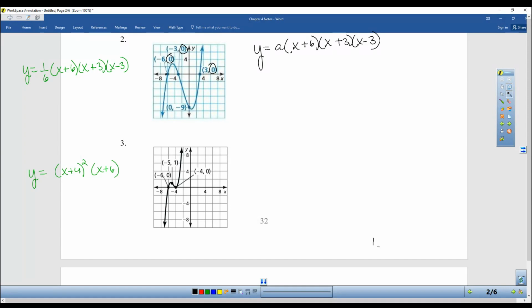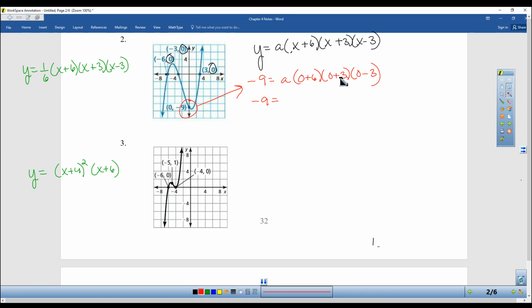So now I take my known point, and I'm going to plug it in. So negative 9 is equal to a times, not x, now we can plug in our 0. 0 plus 6 times 0 plus 3 times 0 minus 3.